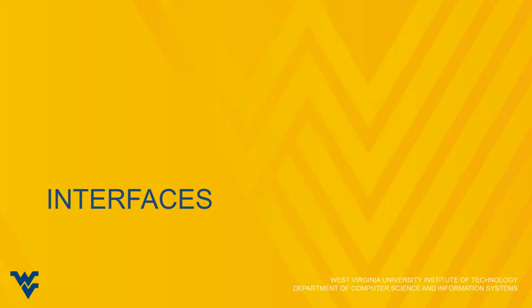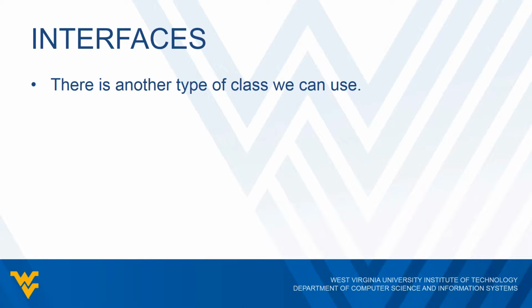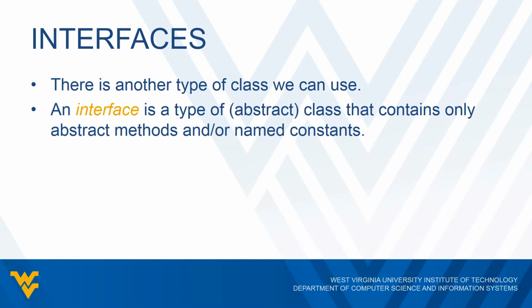We'll now extend the notion of abstract classes by introducing interfaces. Now, the abstract class is not the only type of class that we have in Java. There is another type we can use. We have what's called the interface. So an interface is a type of abstract class. It's pretty much an abstract class, but it's a type of it.